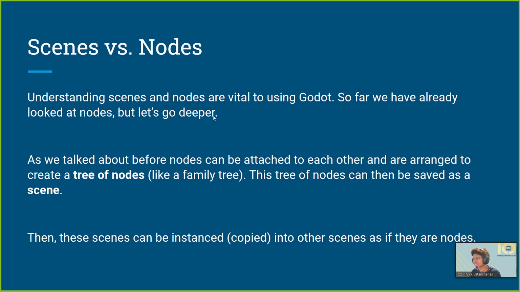Let's move on. So, as we talked about before, nodes can be attached to each other as parent and children nodes, and they are arranged to create a tree of nodes, kind of like a family tree, right? You have a head node that is the parent, and then you have little children, and then children of the children, grandchildren. And so this tree of nodes that we make can get really complex.